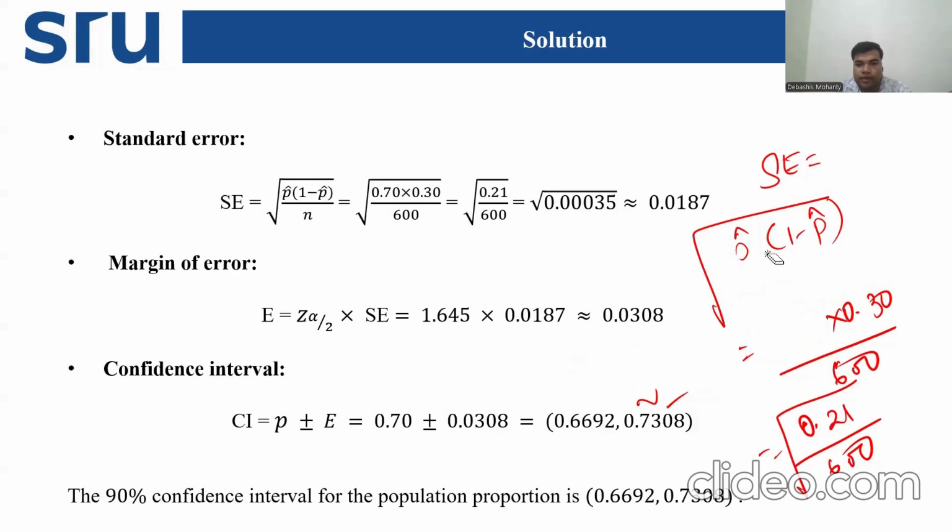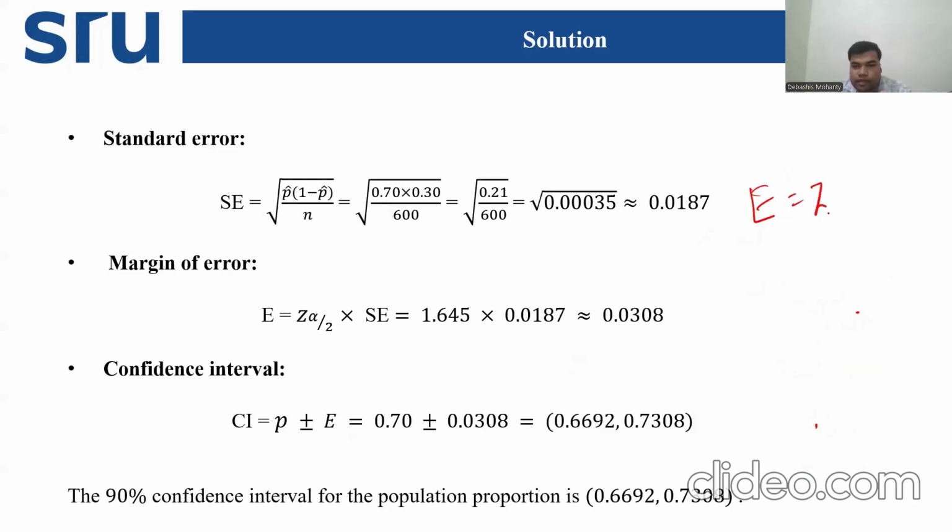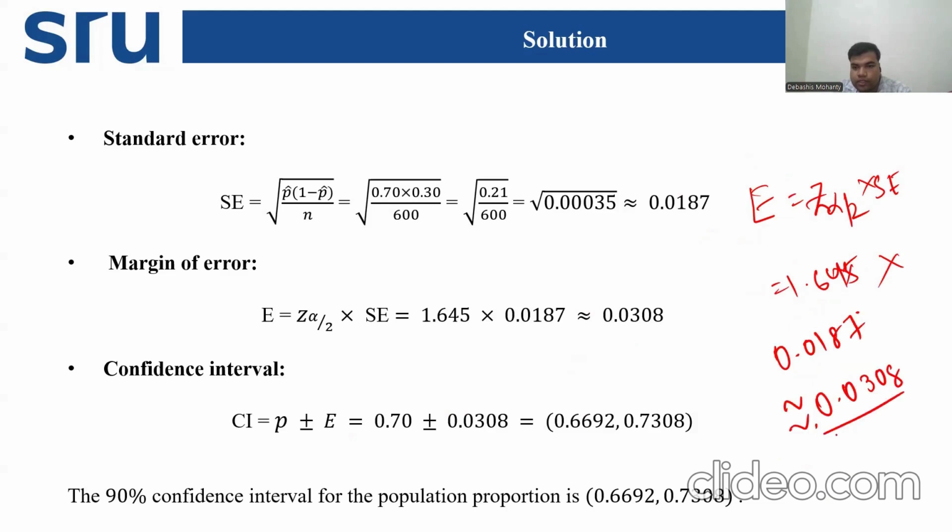After finding the standard error value, we have to see what is the margin of error. That is also an important thing here. So the margin of error E is equal to Z alpha by 2 multiplied by the standard error. Here the Z alpha by 2 is 1.645 multiplied by 0.0187, the standard error, that is nearly equal to 0.0308. Right. So this is the margin of error.